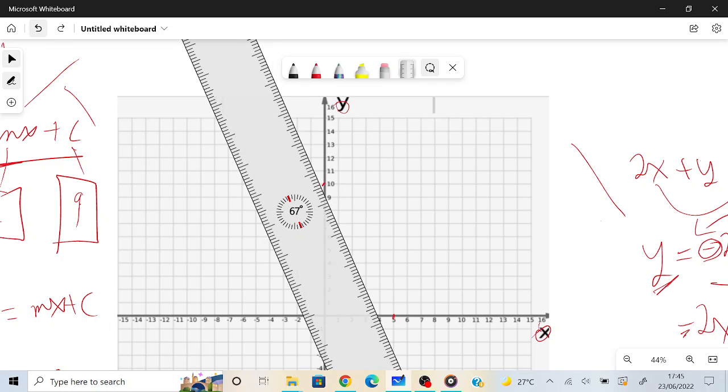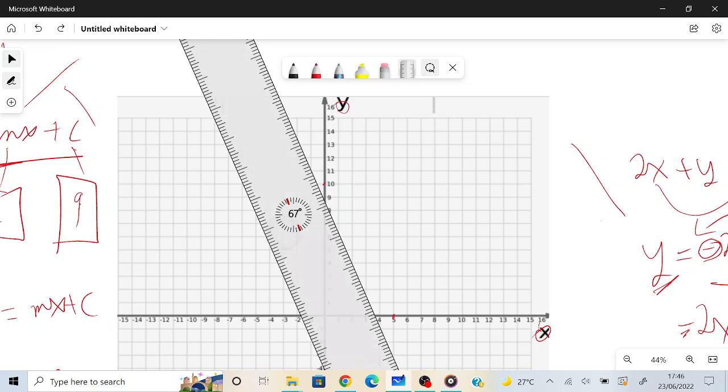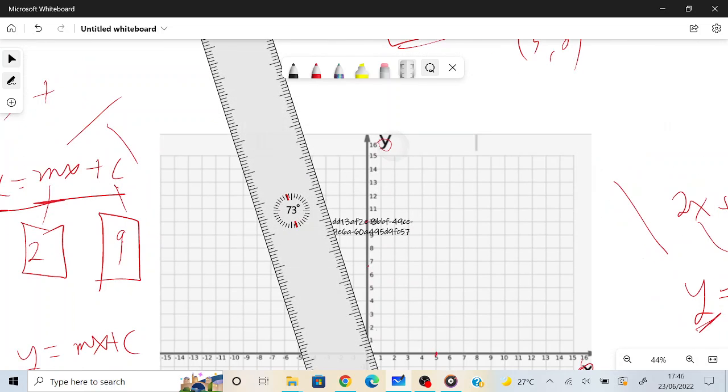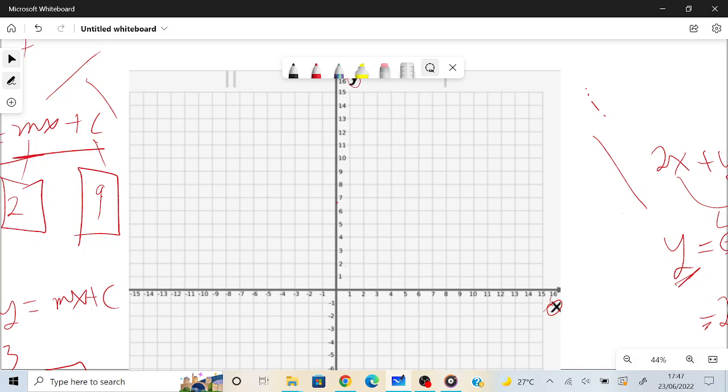Exactly sure why Microsoft Whiteboard is misbehaving. Okay, just a second, guys. Okay, so sorry guys, Microsoft Whiteboard was just a bit glitchy, so let's get back.